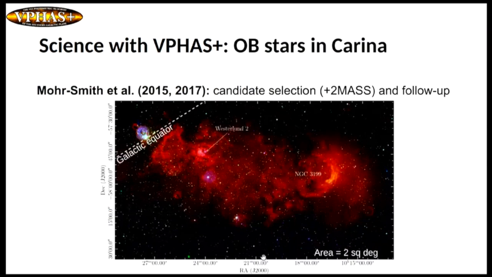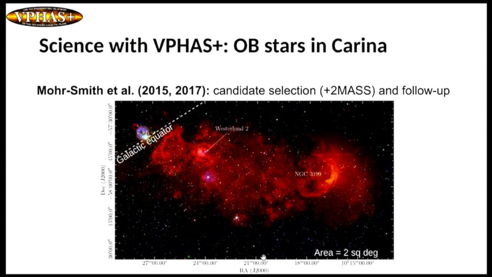And the southern galactic plane is very rich in these massive star formation sites. In particular, one of the most active ones is the Carina arm of the Milky Way, where you can find Westerlund 2 and this other cluster, I don't remember the number, NGC 3199.